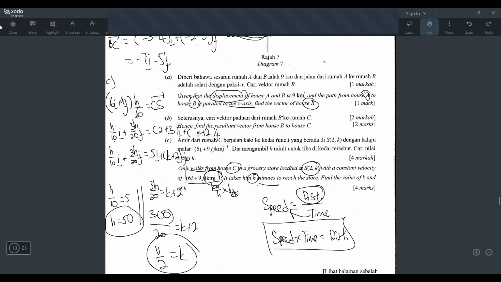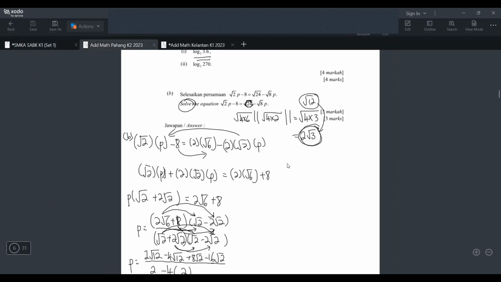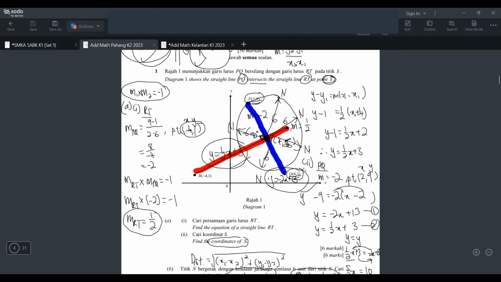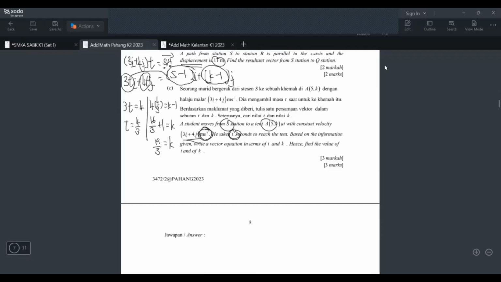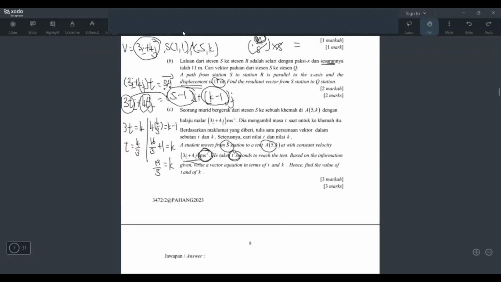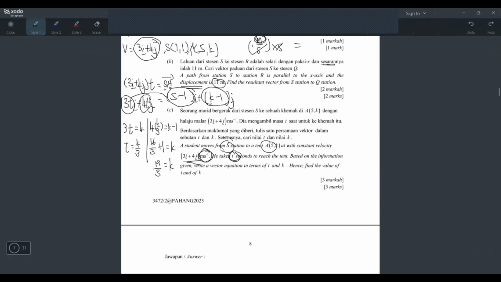Let me show you another similar question in the Pahang paper. I remember one of these questions also asked like this, right? So where is it? This one. So you look at C. A student moves from S to A, and then they give you the velocity, which is the speed, and he takes t seconds. Based on the information, find t and k.